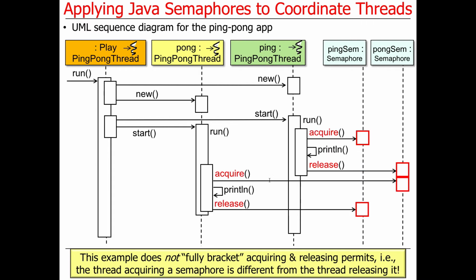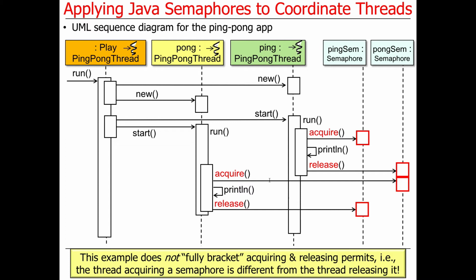And here's what it looks like under the hood. Keep in mind that this example does not fully bracket access to the semaphores. So the one that acquires it is not the one that releases it. In fact, the whole reason the program works is because we have 2 semaphores and they take turns letting the other guy get a chance to run.